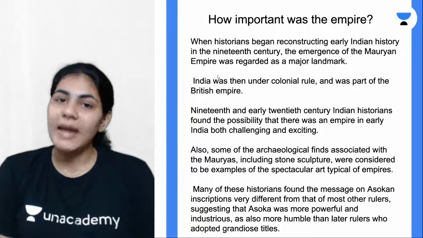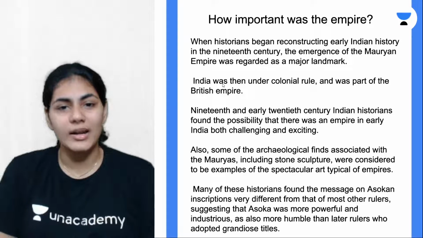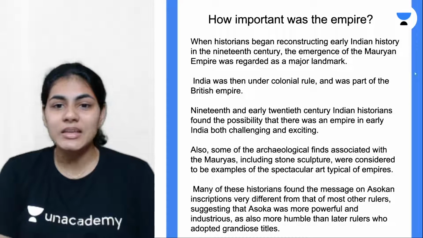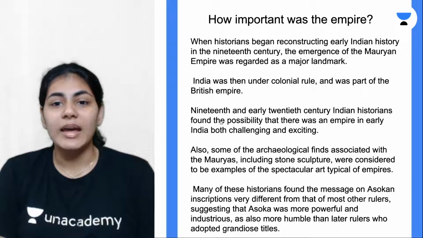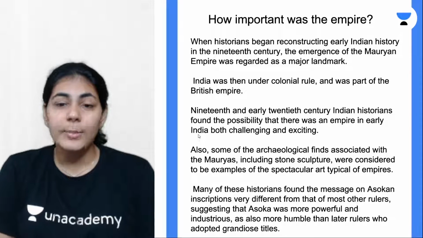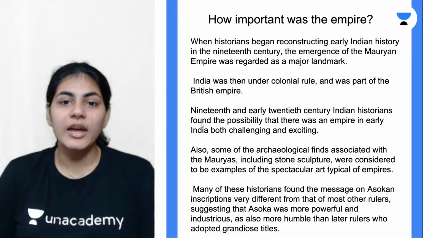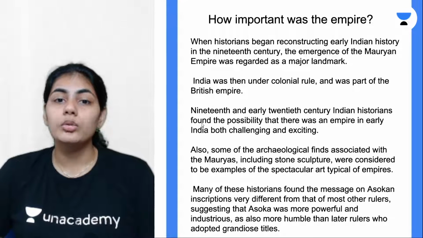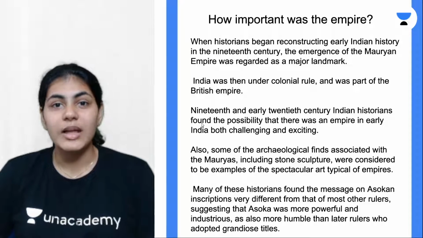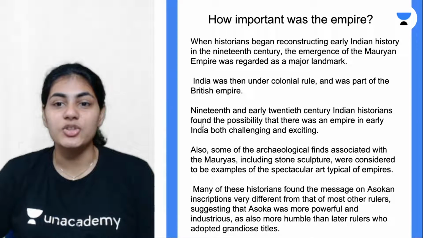So at that point of time in the 19th century, India was under colonial rule, right? Basically, we were under the British at that time. They were ruling us. And 19th and 20th century Indian historians thought that this Mauryan Empire in early India is both challenging and exciting, because they had never come across such a powerful empire in the past. For the first time, they are talking about Mauryans who were definitely very powerful, and they are interesting and exciting to talk about. So that's the consensus which all the historians in the 19th and early 20th century shared.